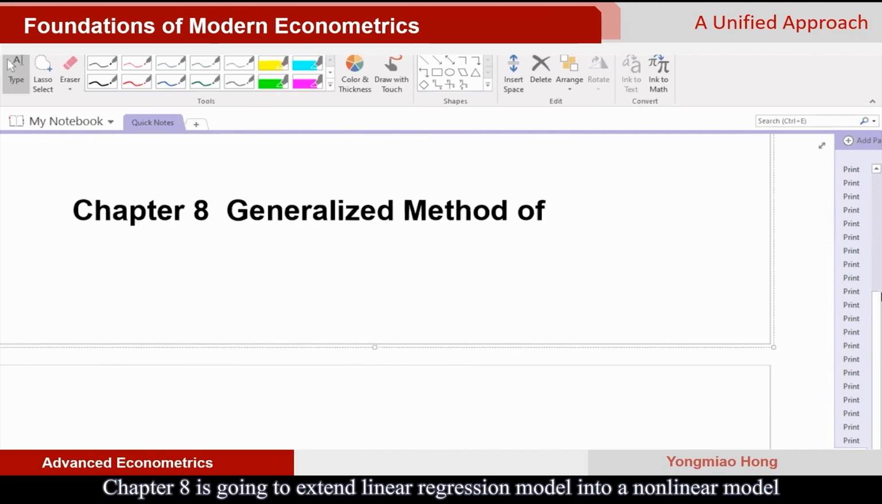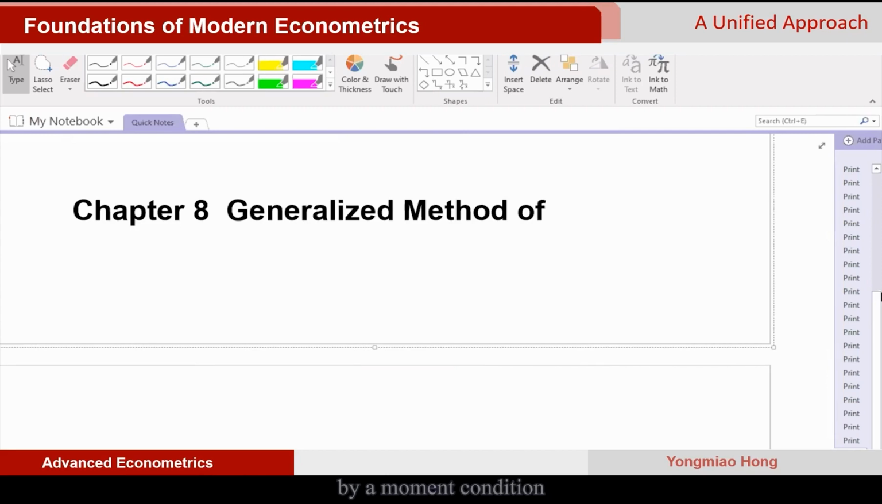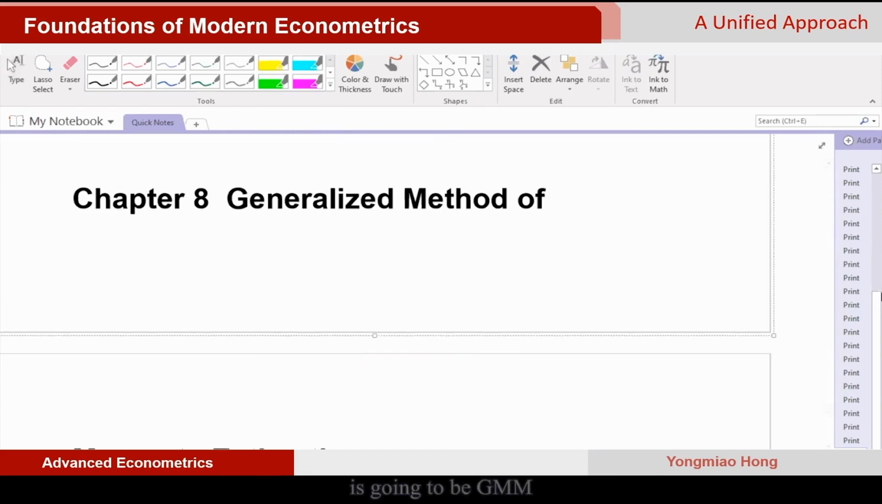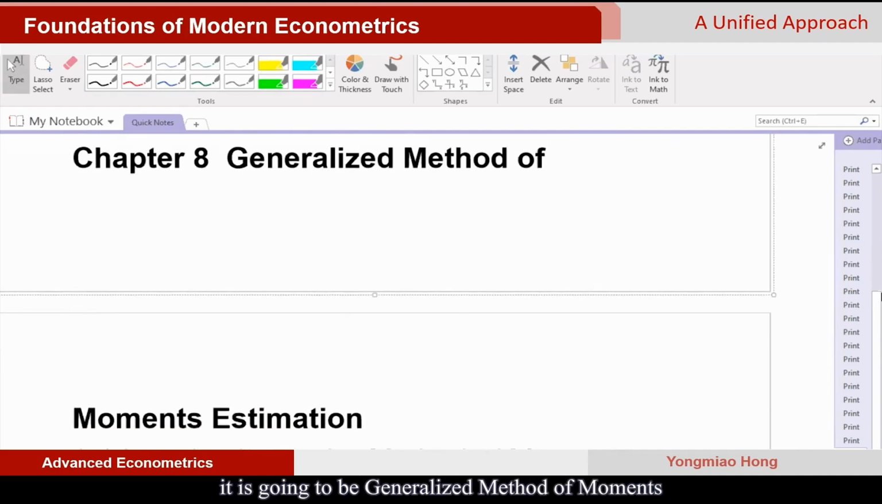Chapter 8 is going to extend the linear regression model into a nonlinear model. And the nonlinear model is going to be characterized by a moment condition. The moment condition itself could be generated from an econometric model, or it could be simply generated by economic theory. The general estimation methodology here is going to be GMM, the generalized method of moments.